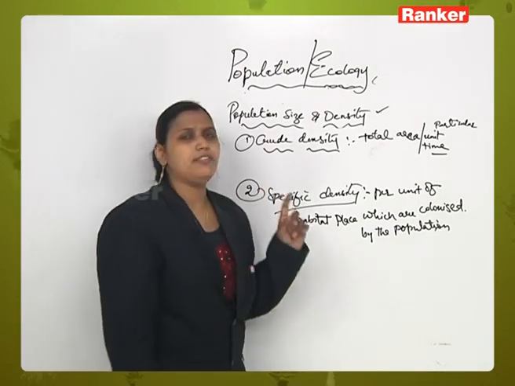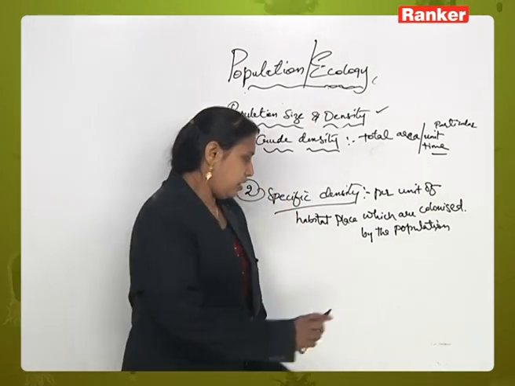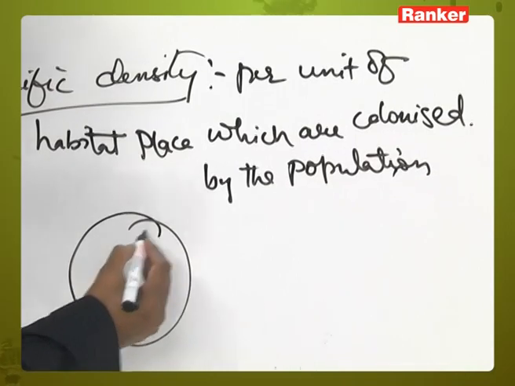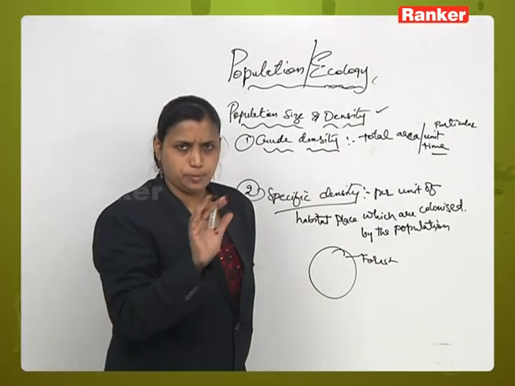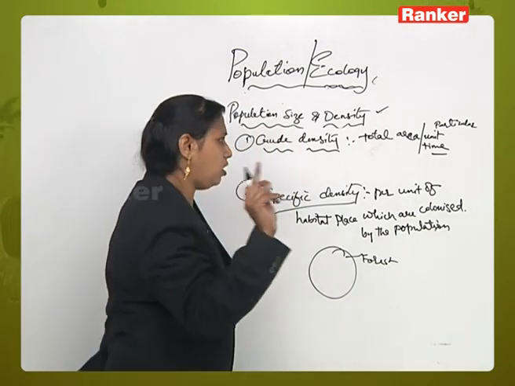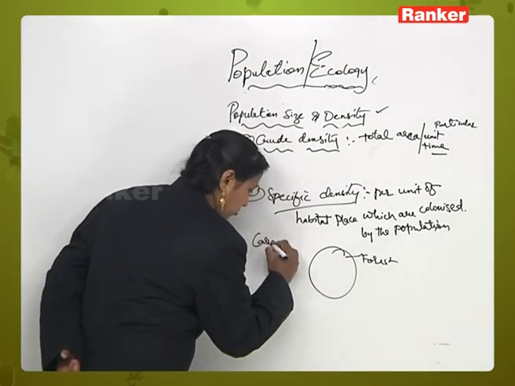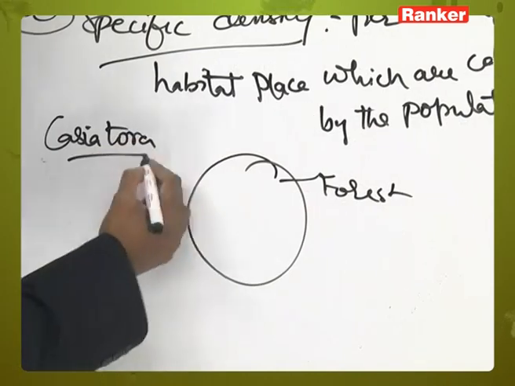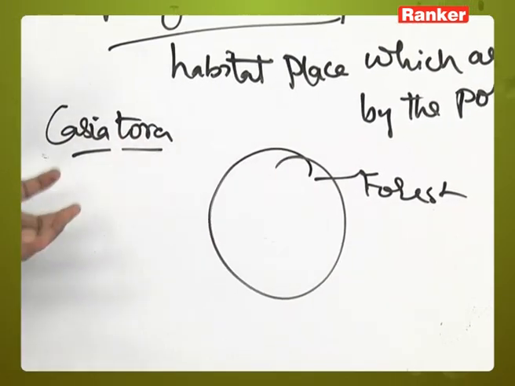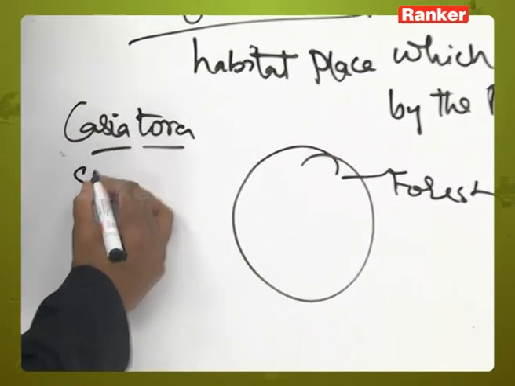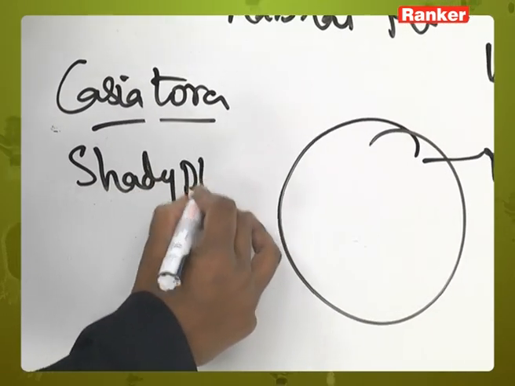Now here we can give an example of a particular plant. For example, if we consider this as a forest, now in the forest there are n number of plant species. Here we will take a plant called Acacia tora. This is the plant species which is meant to grow only in shady places. It grows only in shady places.